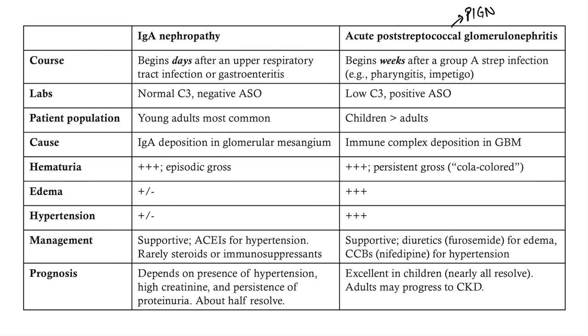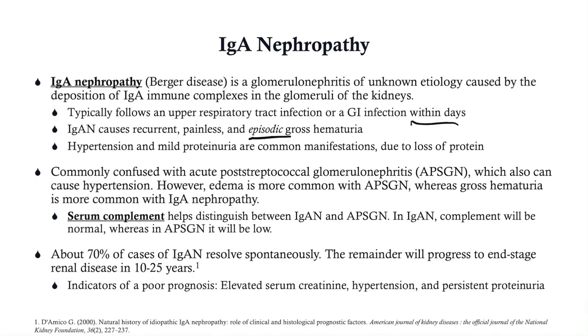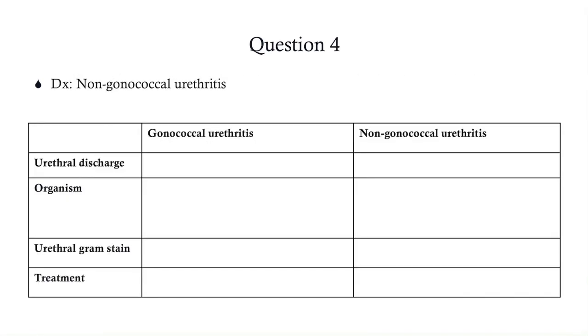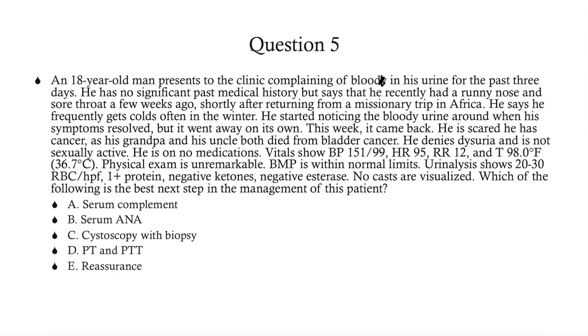Prognosis for IgA nephropathy, we already talked about. For PSGN, very, very good prognosis in children. They pretty much all resolve. Adults may progress to chronic kidney disease.